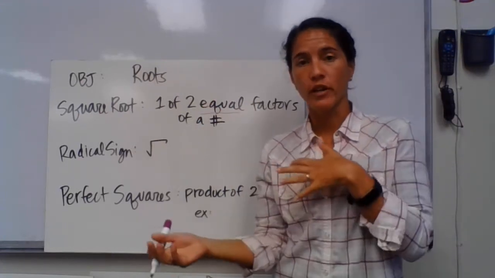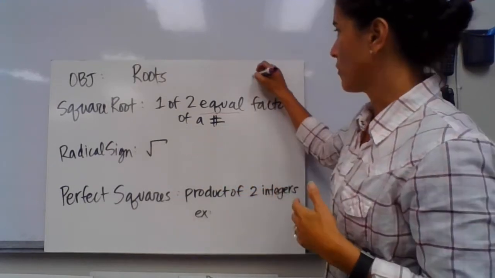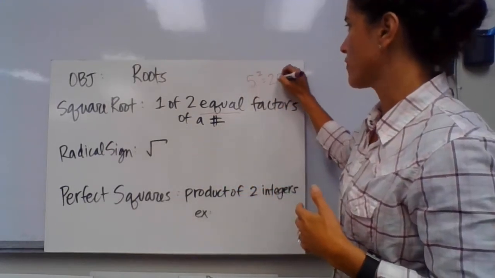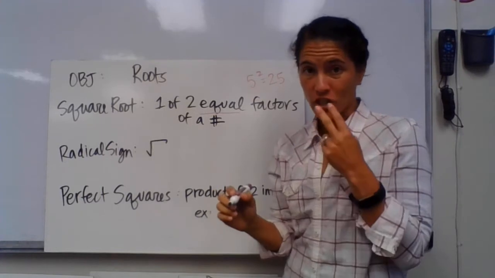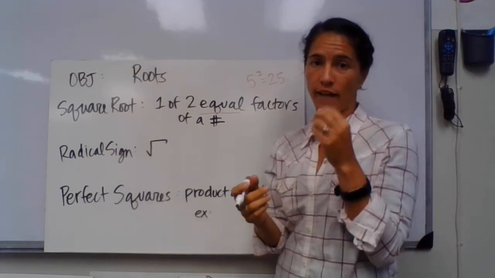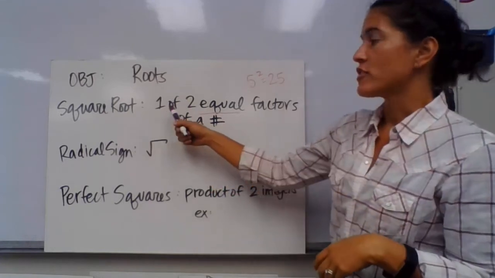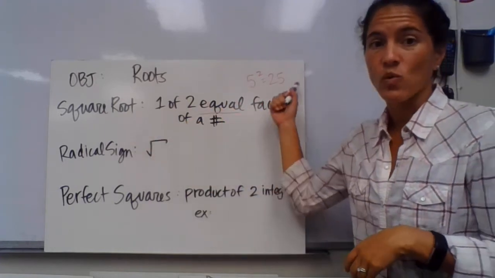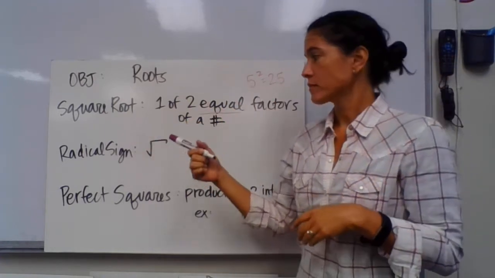So we've talked about squaring a number. For example, 5 squared is 25. And the two factors of 25 are 5 and 5, and then 1 and 25, but equal factors. So the square root is the opposite of that. The square root of 25 would be 5.